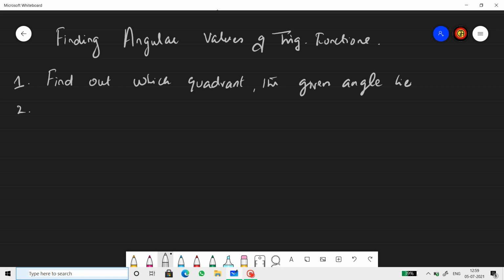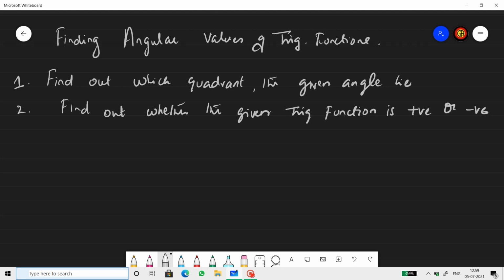After you figure that out, find out whether the given trigonometric function is positive or negative in the above found quadrant.